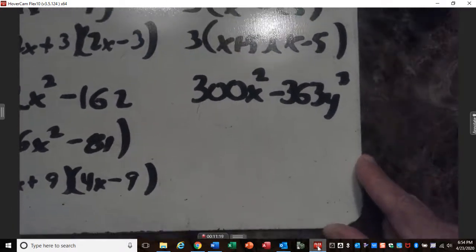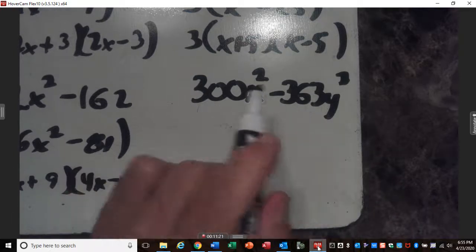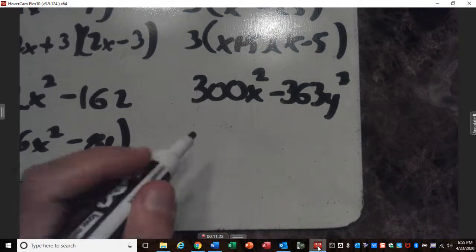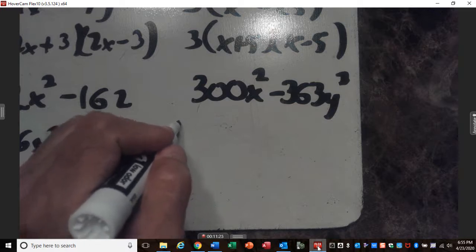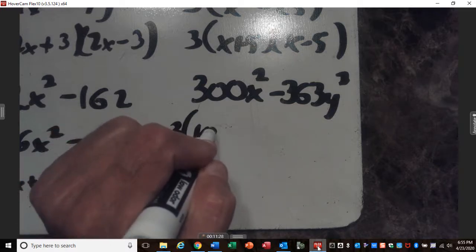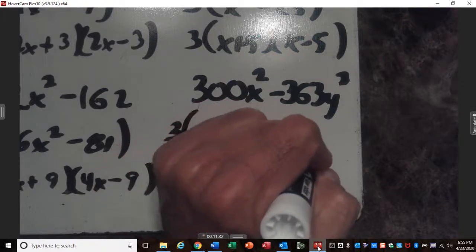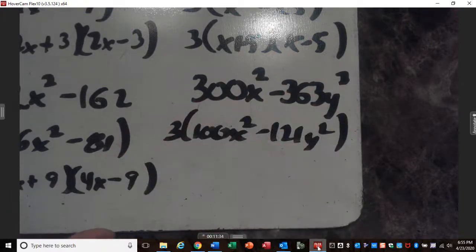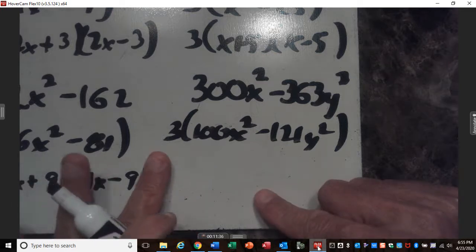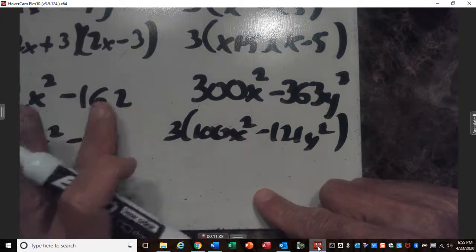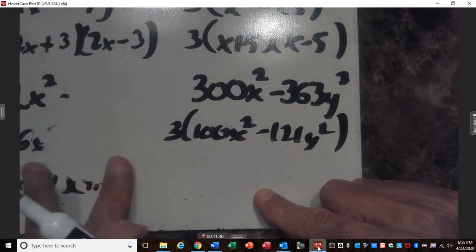Okay, by the way, same thing here. You would think that it'd be a larger number. It actually, 3 goes into both of these. So 3, we're going to get 100x squared minus 121y squared. I'm going to have to squeeze this in. Here, let me just erase this.